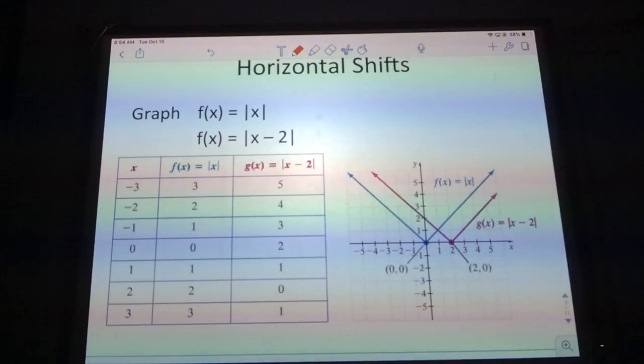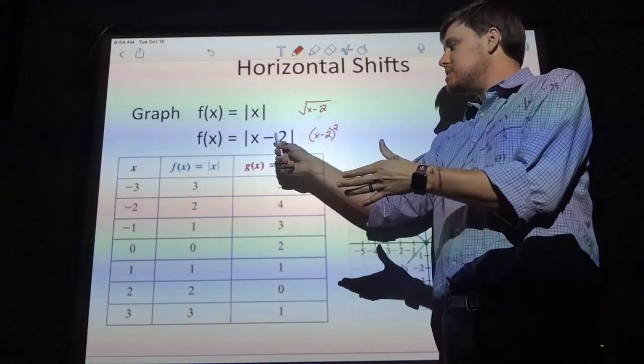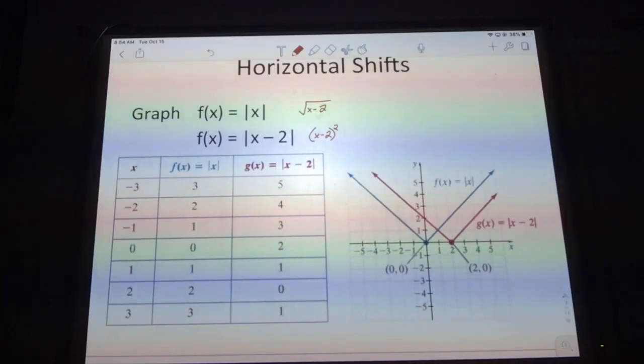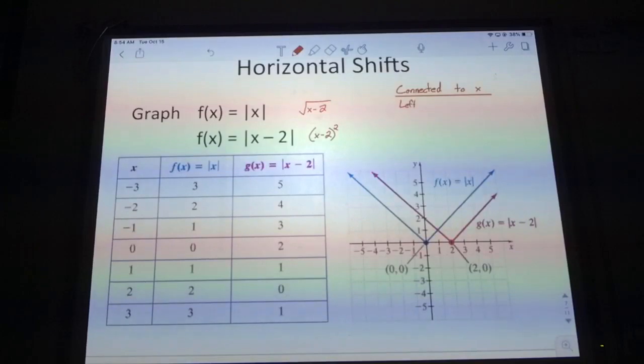Okay, or connected would look something like this, x minus 2. It's connected to it. It's inside of something else. The other way you'll see it a lot is this, x minus 2 squared. So all those are obviously connected to the x. If it's connected to the x, it moves it left and right. Okay, so up here, right, connected to x goes left and right.